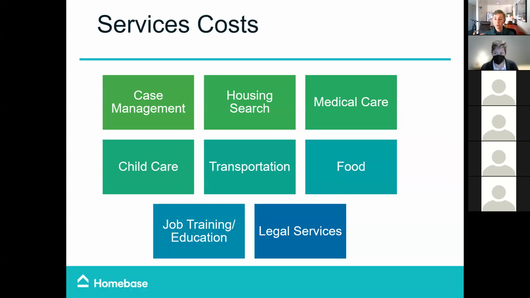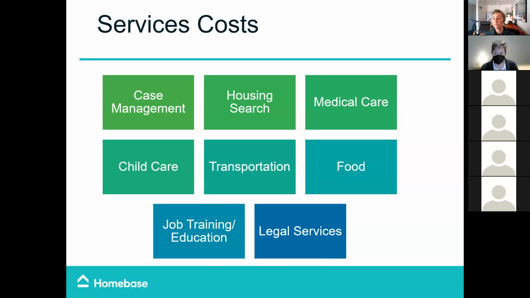Medical care, including behavioral health care, is eligible. Childcare, transportation, food, job training, education, legal services, right? All of this is covered. I want to call out here that it's really important to understand the specifics of each of these eligible categories. I have legal services up here on this slide, but there are specific restrictions and ways that you can pay for legal services that it's really important to understand. For example, there are specific types of legal services that you can pay for and specific types that you cannot pay for.